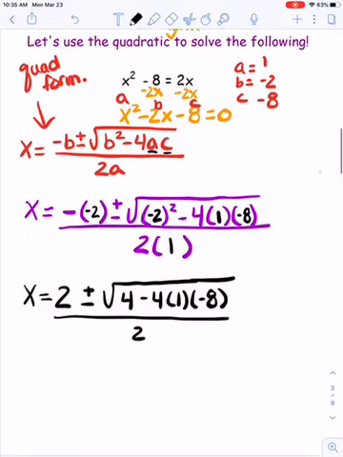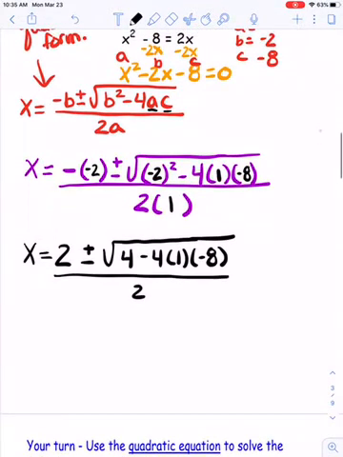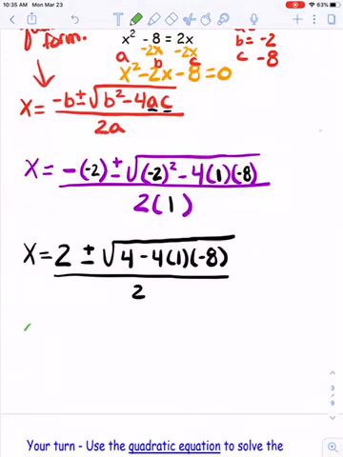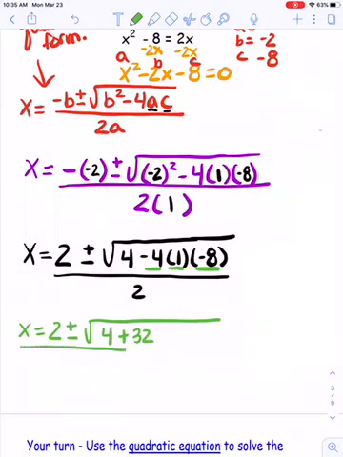So again, I got to keep going here, right? I got to keep simplifying what's under my radical. So if I do that in the next step, I get x equals 2 plus or minus the square root of 4. Then I got to multiply these terms together. So it's a negative 4 times 1, which is a negative 4, times a negative 8, so that's a positive 32, all over 2.